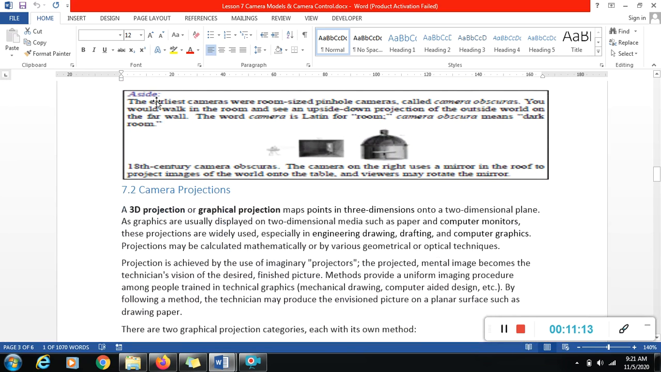Just some historical background of the various cameras.